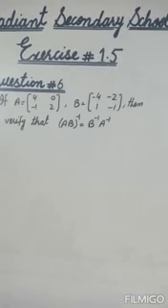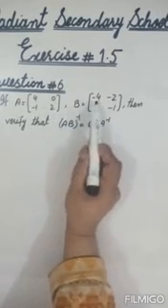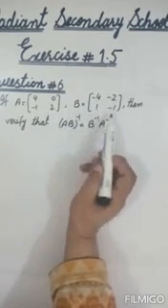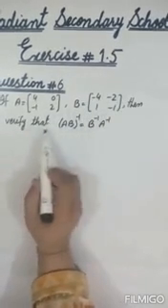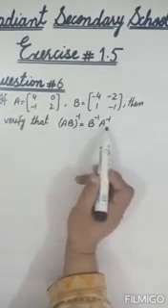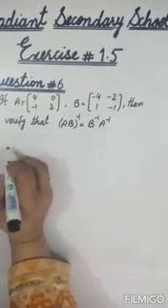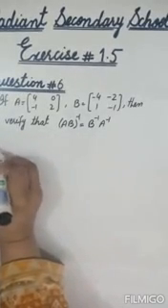Now question number 6. In this question he is saying if A is equal to [4 -1; 0 2], comma B is equal to [-4 1; -2 -1], then verify that (AB) whole inverse is equal to B inverse A inverse. Students, for solving this question, first of all we have to take the left hand side.